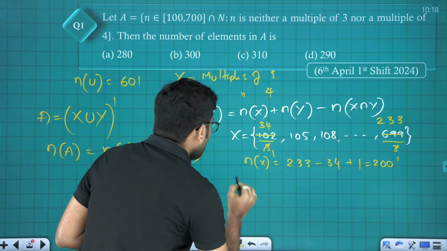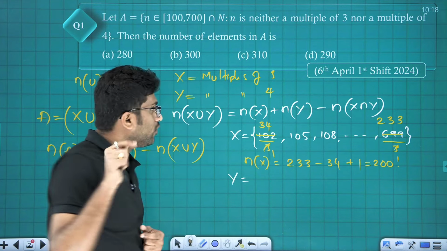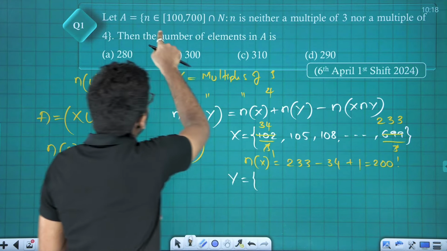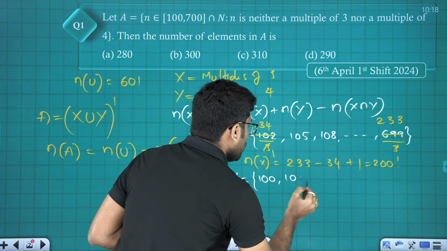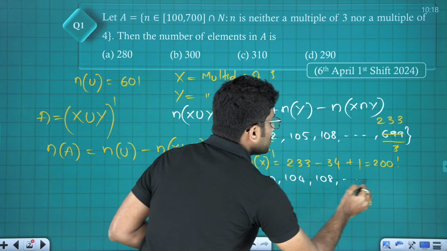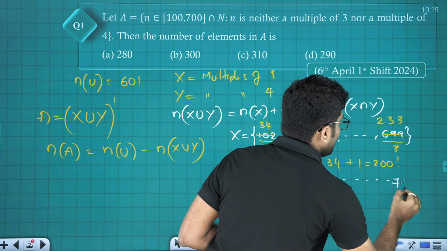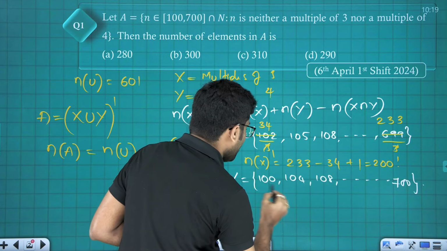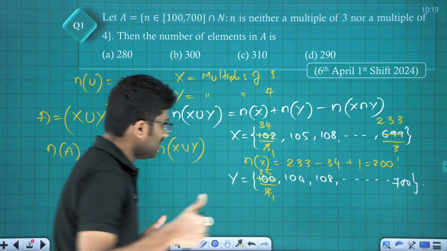Now, what does Y indicate? Y indicates multiples of 4. What are the multiples of 4 from closed 100 to 700? It starts with 100, 104, 108, and so on, till 700, which is also a multiple of 4. So to get the number of elements, just divide by 4, friends. 4 25s are 100.